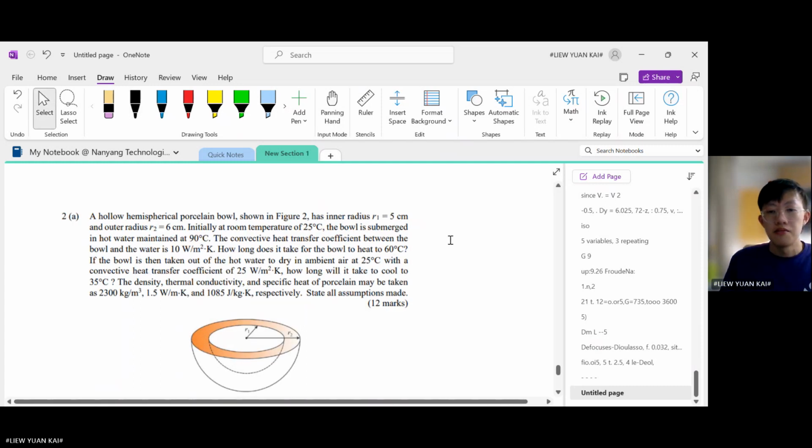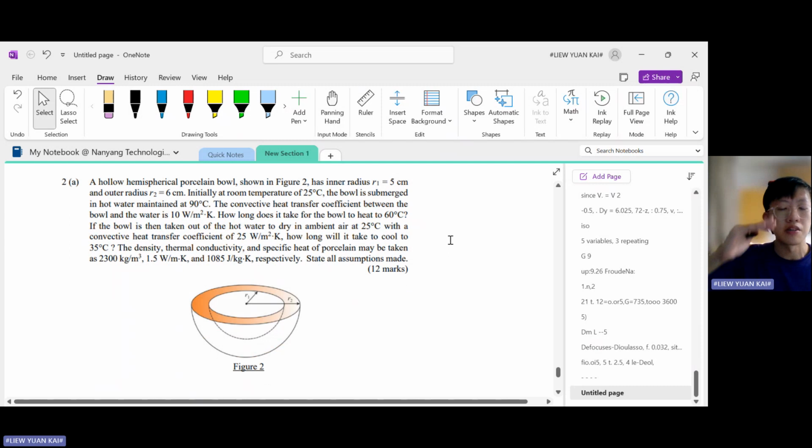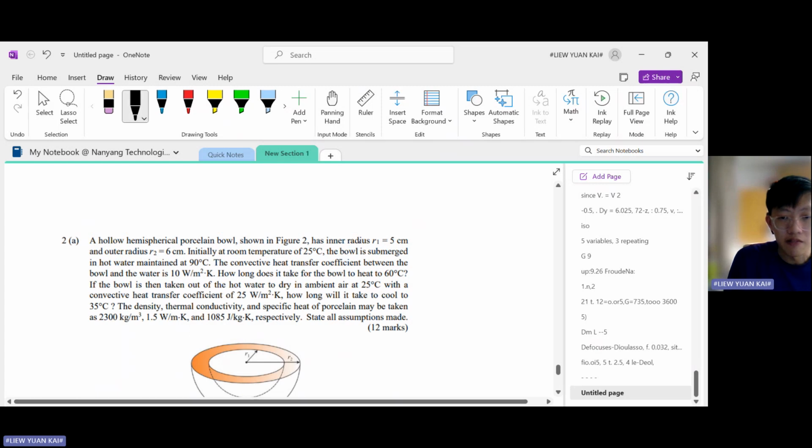So as for heat transfer problems, as you read through the question, try to note down the relevant values in symbolic form. So what do I mean? First, anything that you can change to SI units, please change it to SI units. So the inner radius is 0.05 meters and the outer radius is 0.06 meters.